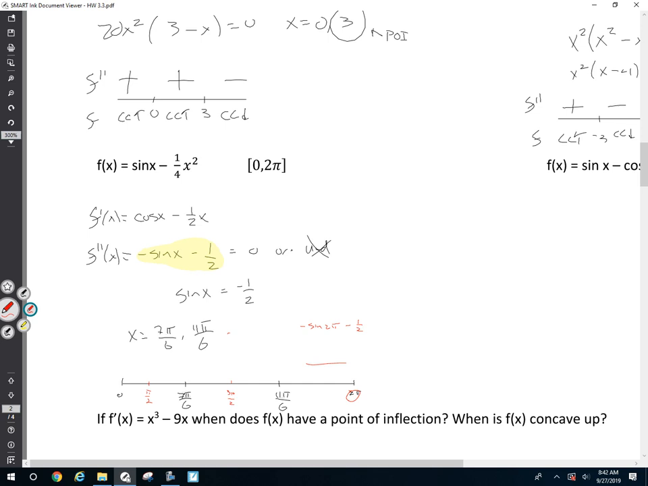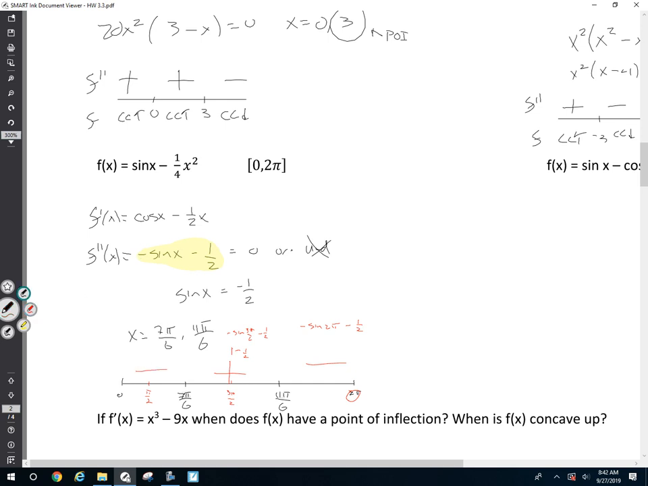3 pi over 2, negative sine 3 pi over 2 minus a half. Sine of 3 pi over 2 is negative 1. The opposite of negative 1 is positive 1. Positive 1 minus a half, positive. Pi over 2. Sine of pi over 2 is 1. Take the opposite, negative 1 minus a half, negative 3 halves.